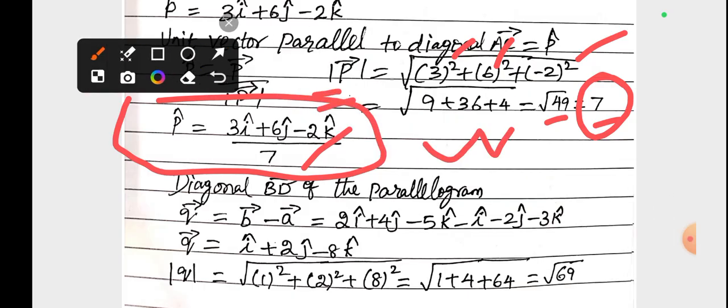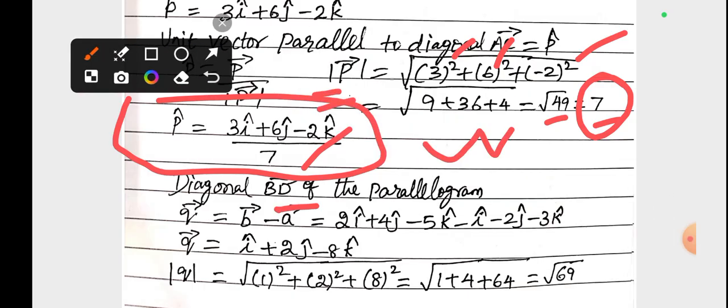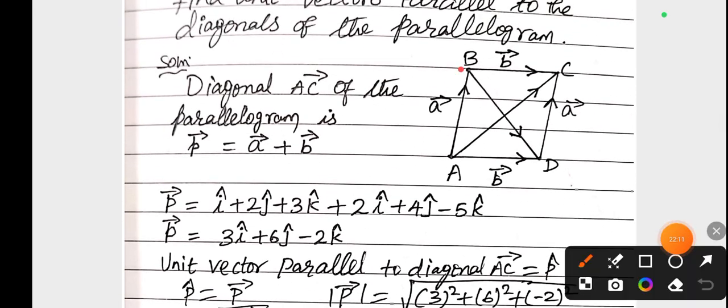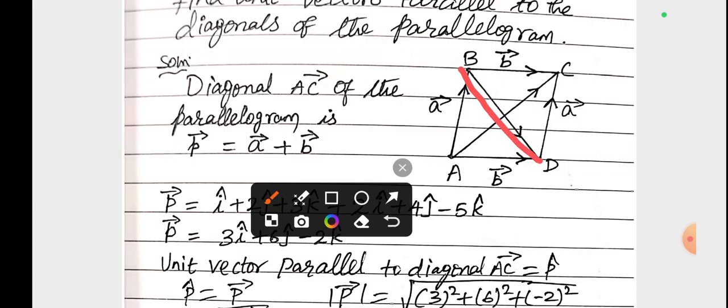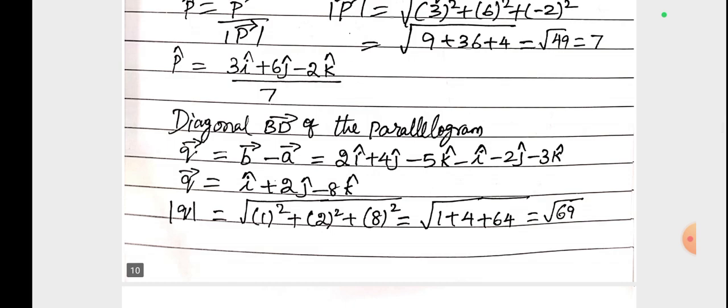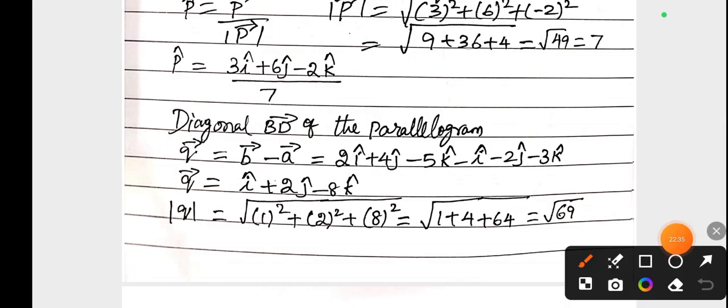Same way, go for the diagonal BD, children. For diagonal BD, you have to find Q, which is B vector minus A vector. Why B vector minus A vector? See, children, diagonal BD. If I take the B vector as positive, the A vector is not in the same direction; it is supposed to come from C to D, but in the diagram it is like this. Understood? So only B vector minus A vector. Can you subtract it? Yes, we can subtract both.